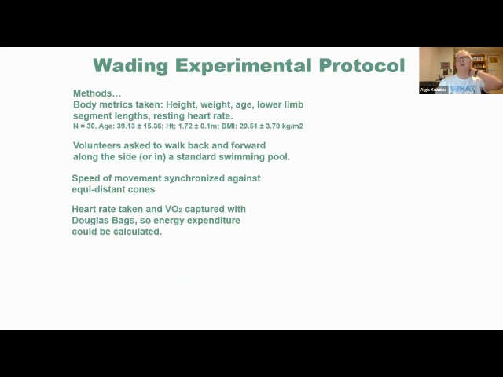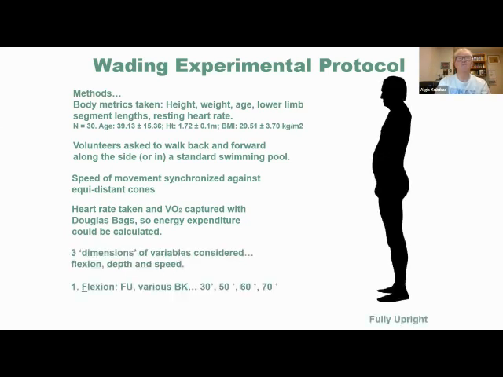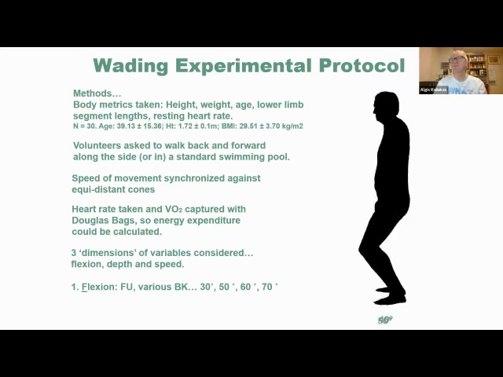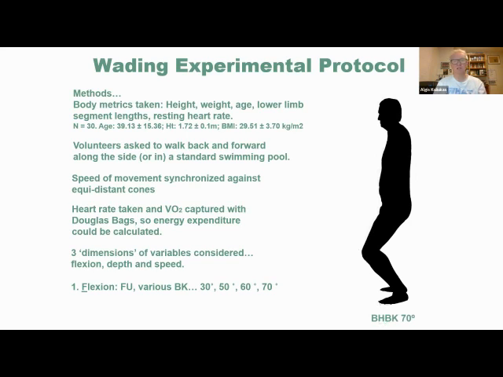So this was the experimental protocol. We got lots of volunteers to participate. We measured all their usual stuff, and we got them to move backwards and forwards, either on the side of a swimming pool or in a swimming pool. And basically, there were three main dimensions that I measured. First was the knee flexion. So this is a human standing fully upright. That's at 30 degrees, that's 40, that's 50, that's 70 degree knee flexion.